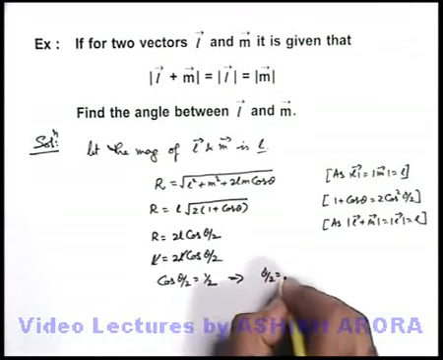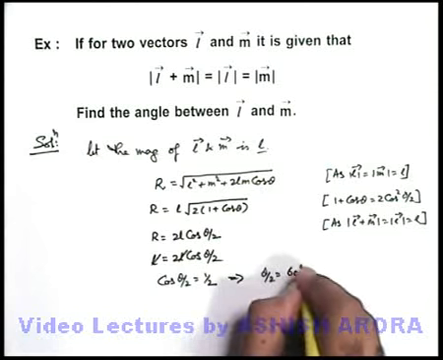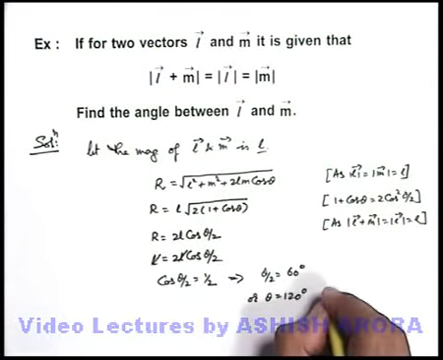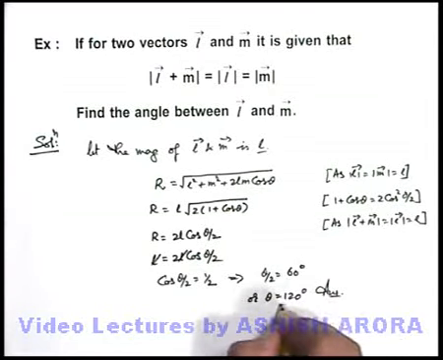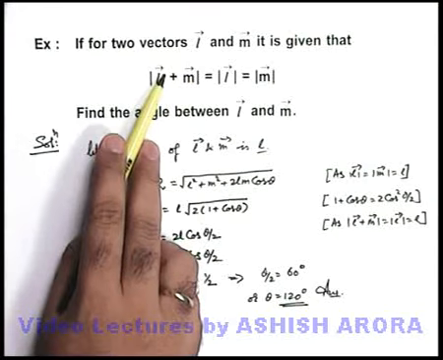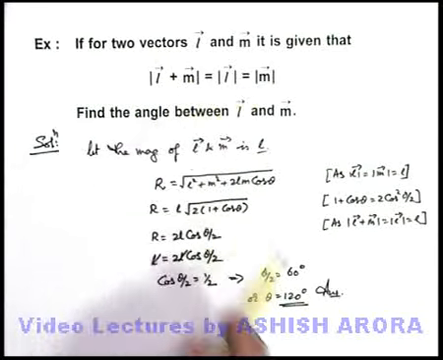which implies theta by 2 is equal to 60 degrees, or we can write theta is equal to 120 degrees, which is the answer. So 120 degrees is the angle between L vector and M vector if the resultant has the same magnitude as that of L and M.